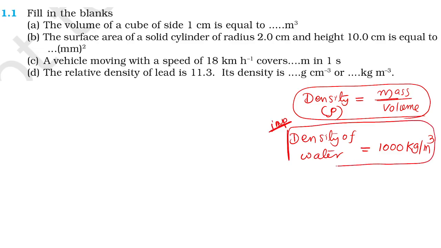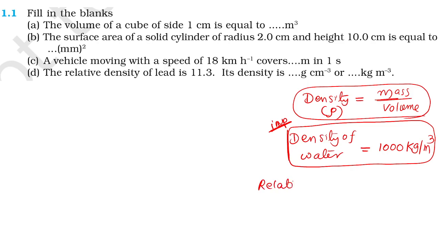I am discussing problem based on the basic physics studied in the lower classes. Density of water is 1000 kilogram per meter cube, meaning that if you have a 1 meter cube water, it will have 1000 kilogram mass, like that. Density of water 1000 kilogram per meter cube. Relative density of a body.